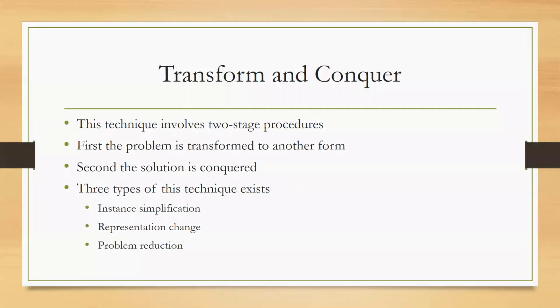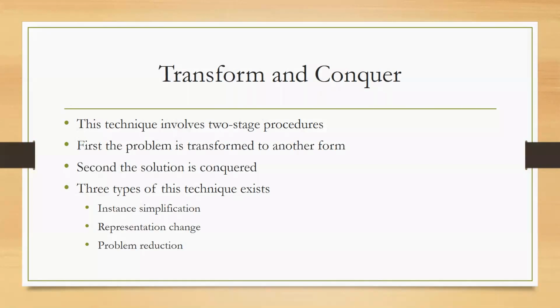First point, this technique involves two-stage procedures. The transform and conquer is a combination of a two-stage process. First, the problem is transformed into another form. That is why it is called transform. The given problem is transformed into another form. The second one is, the solution is conquered. In the second step, we conquer the solution, and that is why we call it transform and conquer.